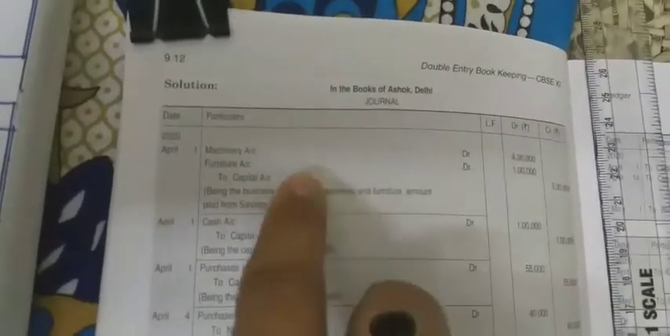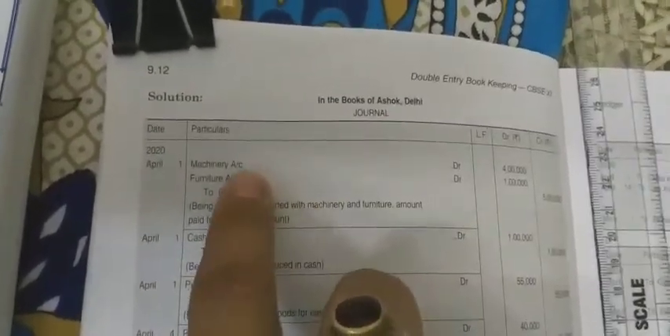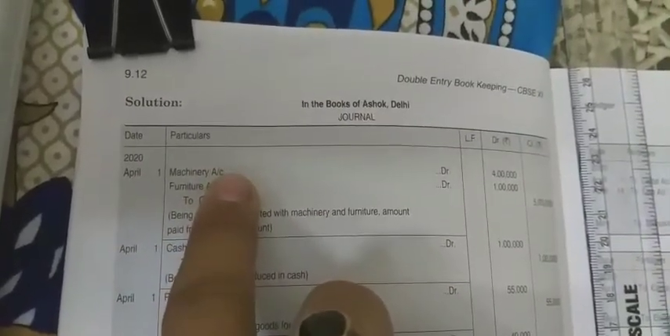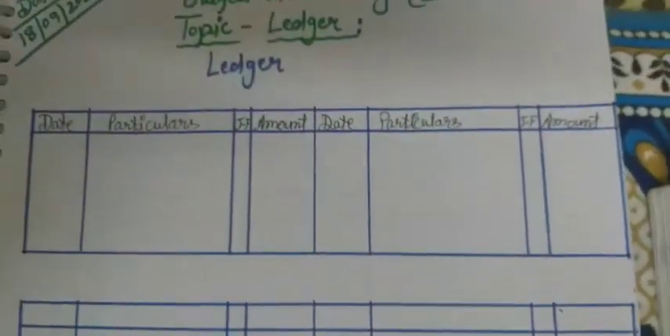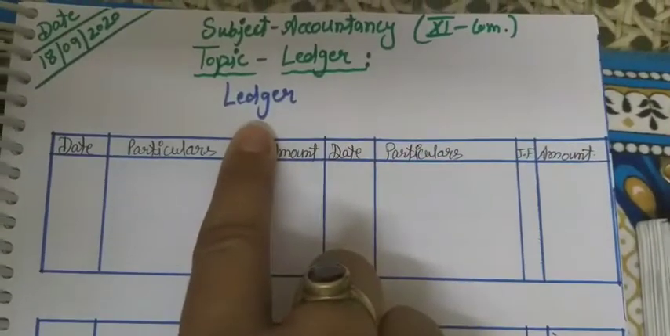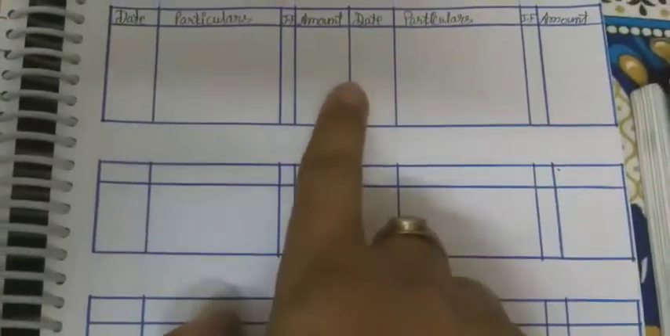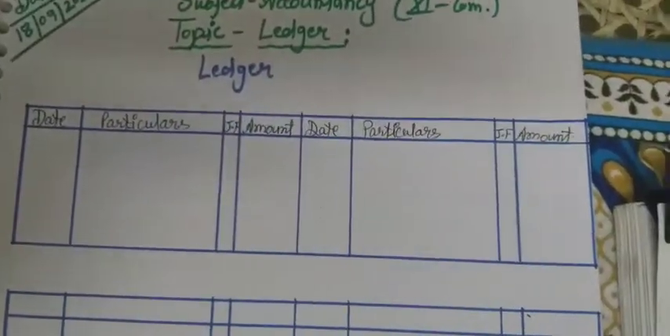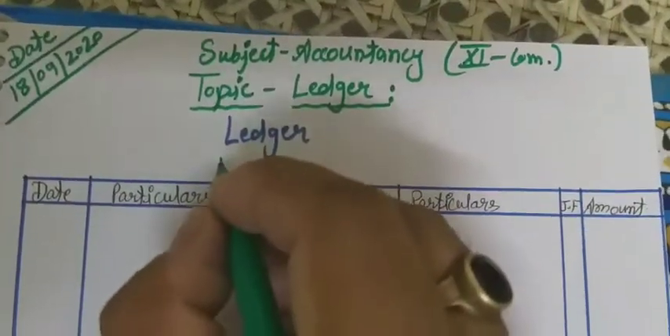According to this, the first account will be the machinery account. I have already prepared the format. At the top I write ledger, which means when all accounts are prepared together, that combination of accounts is called the ledger. That's why I have written ledger at the top. Now my first account is the machinery account.